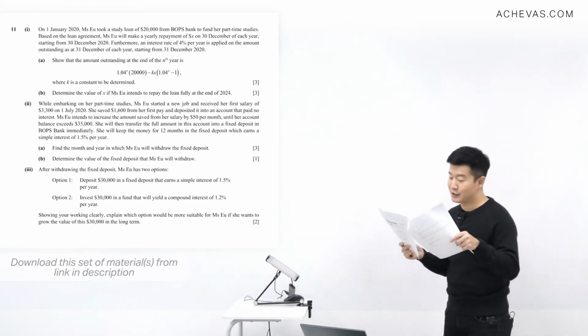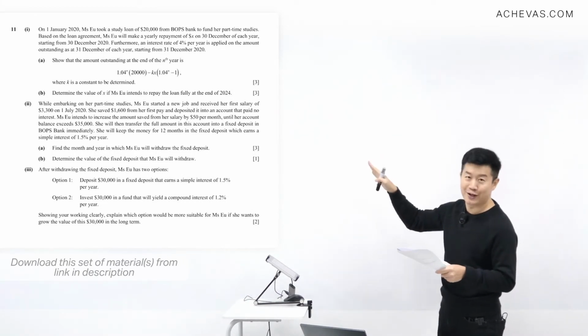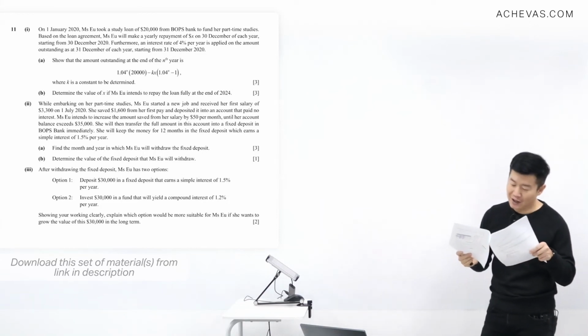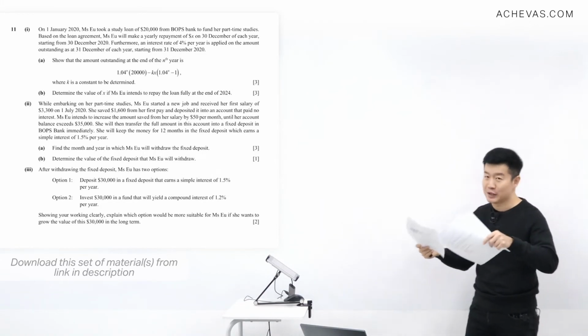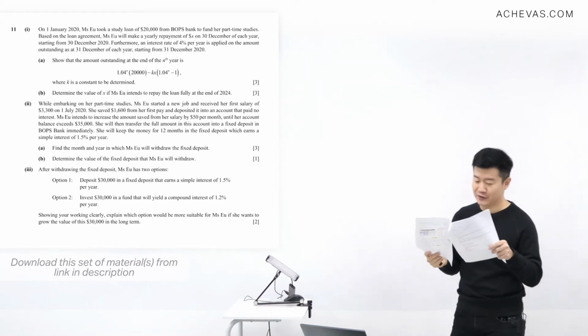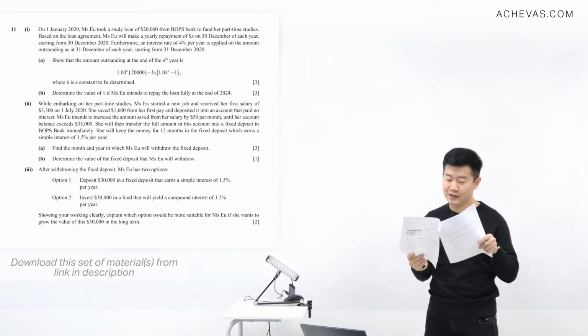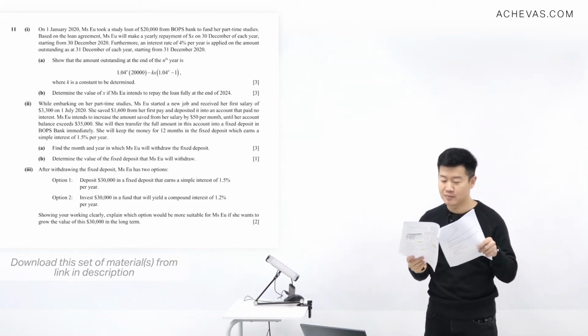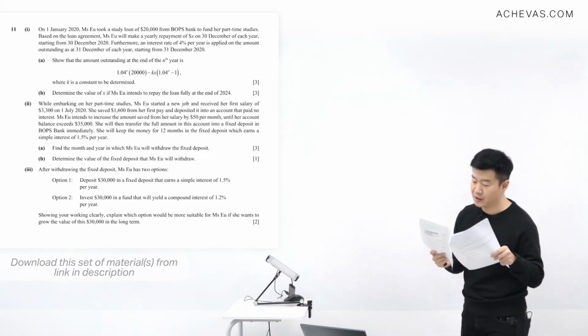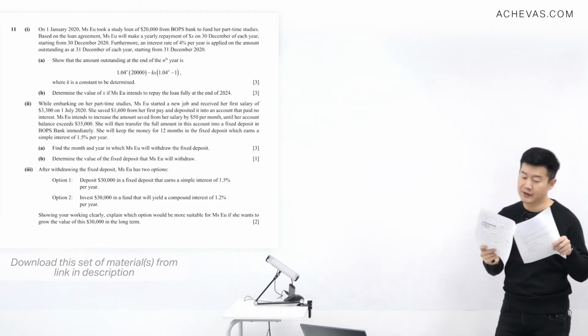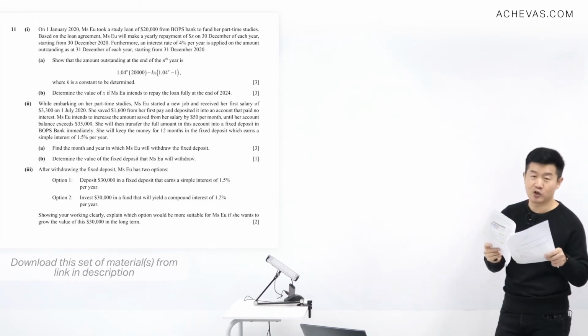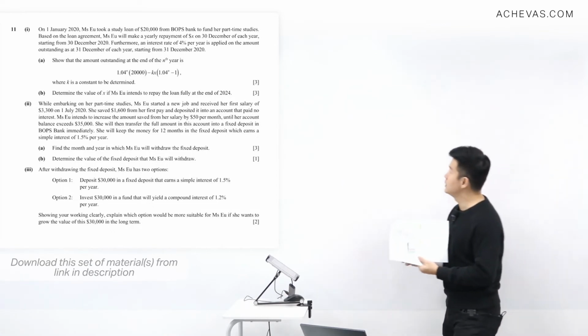Okay, and now in part 2, we have quite a lot of information to read. After we have finished reading and getting the logic of the information that is given, we are supposed to find the month and the year in which Miss U will be withdrawing the money from the fixed deposit. So in the beginning, she's going to be saving into this account.